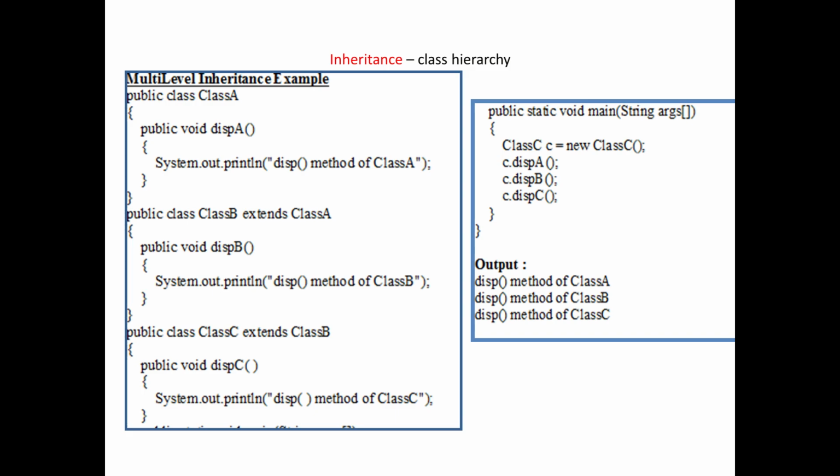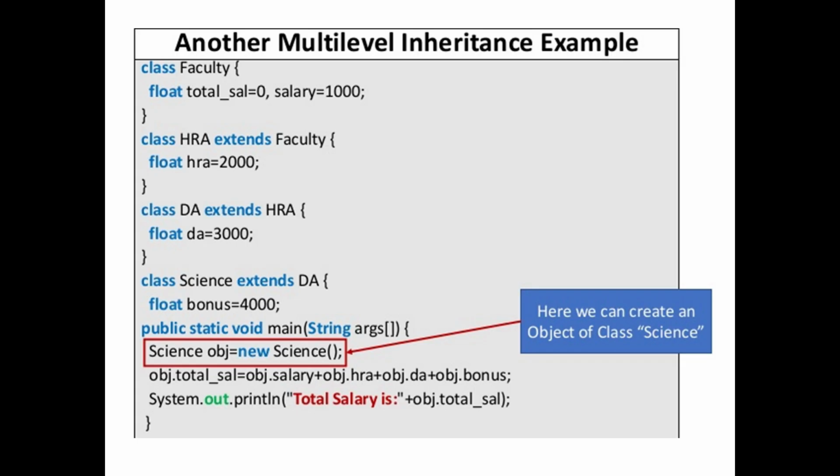So the output of this program is: disp method of class A, disp method of class B, and disp method of class C. Another example for multi-level inheritance.